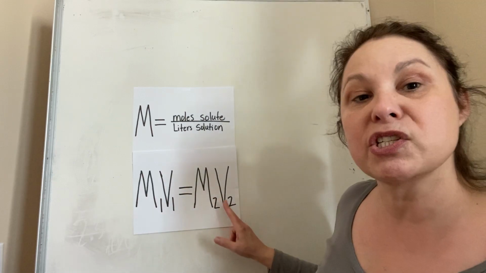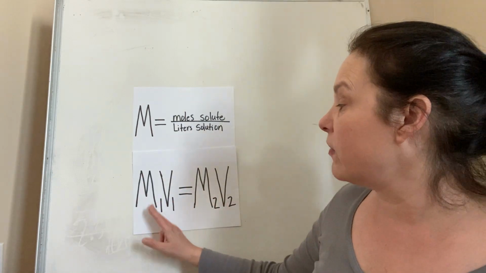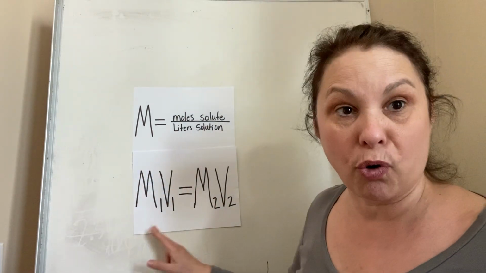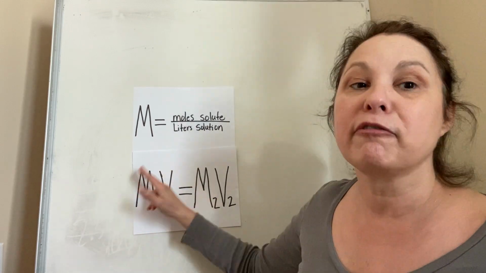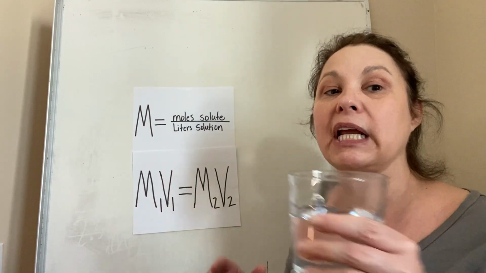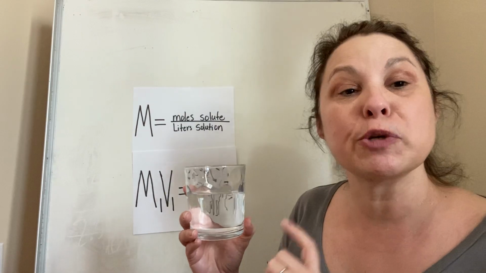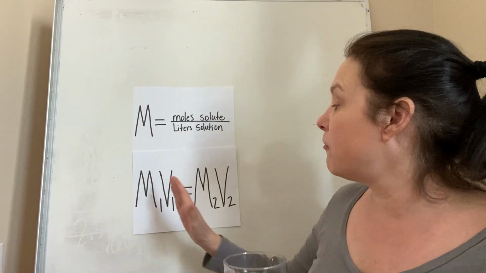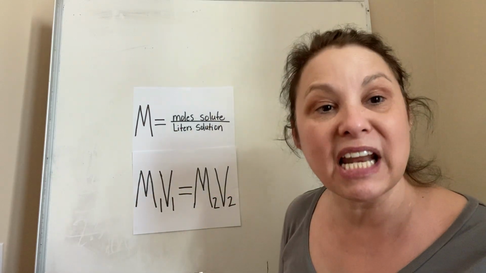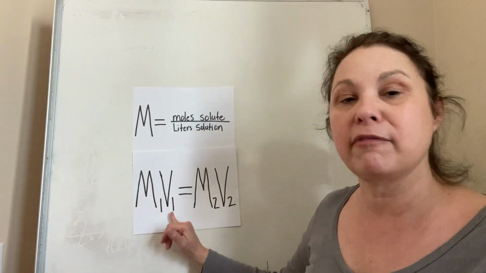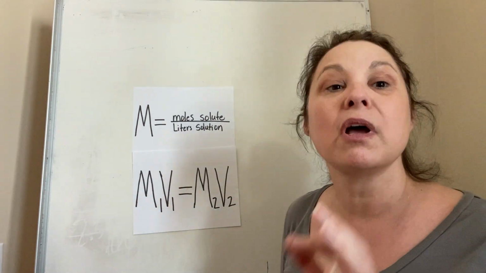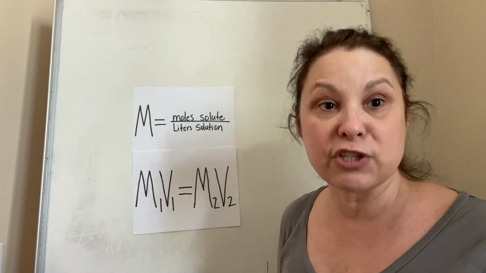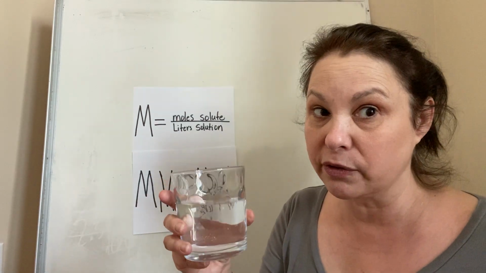Notice that there's 1s and 2s. These are my beginning values. What is the molarity of my solution before I dilute it? What is it initially? The volume is the volume initially. So M1 and V1 are your initial beginning values that you have before you dilute it.